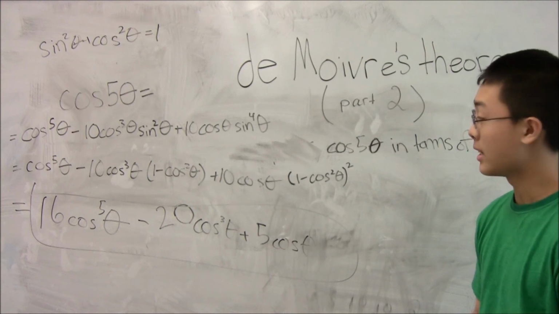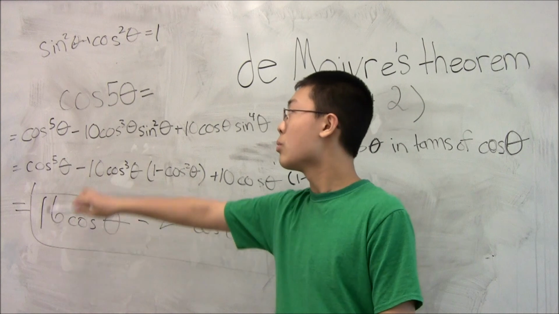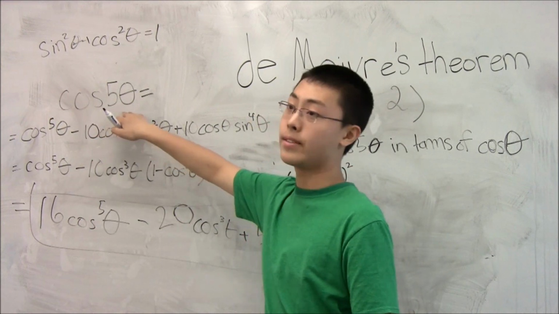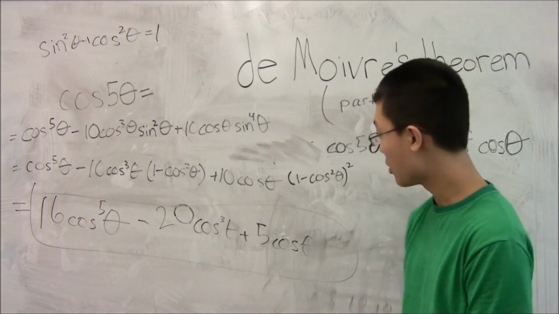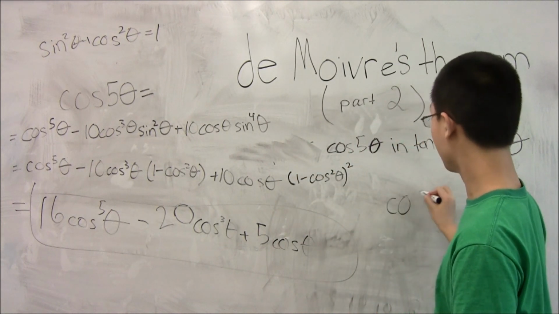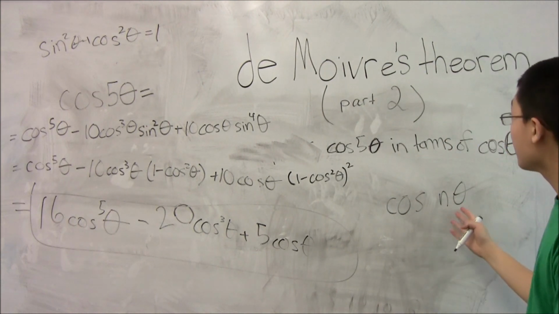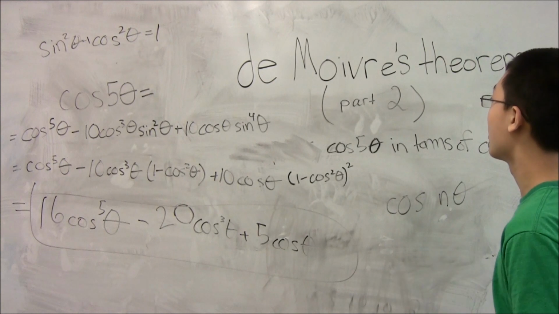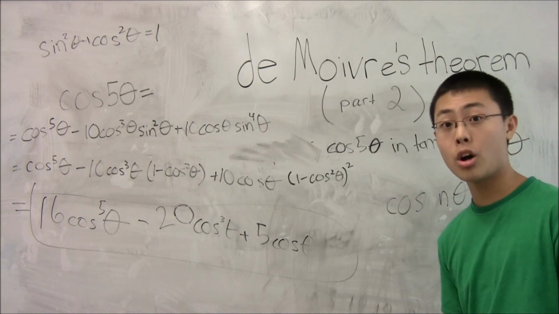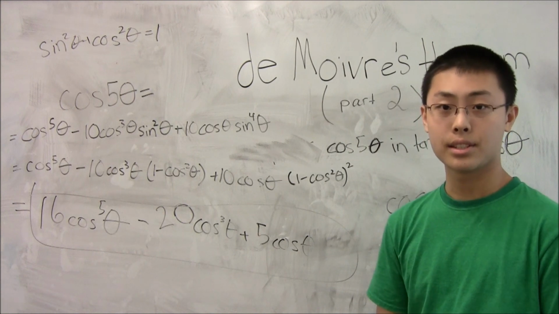For example, in this problem, when we had a form of cosine of 5 theta, we wanted it to be purely in terms of cosine of theta. We wanted to get rid of that 5. So if you ever have cosine of n theta, for instance, you can use de Moivre's theorem to get rid of that n. And there are a multitude of other ways that de Moivre's theorem can also be applied, and this is just one of those instances. Thank you.